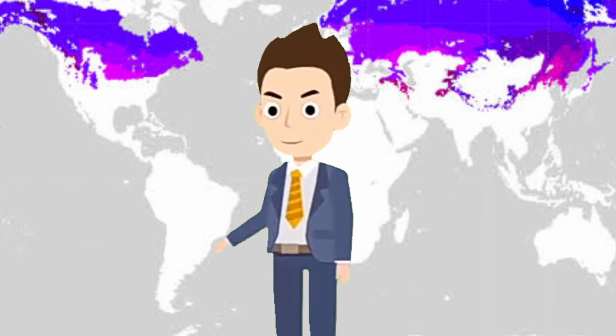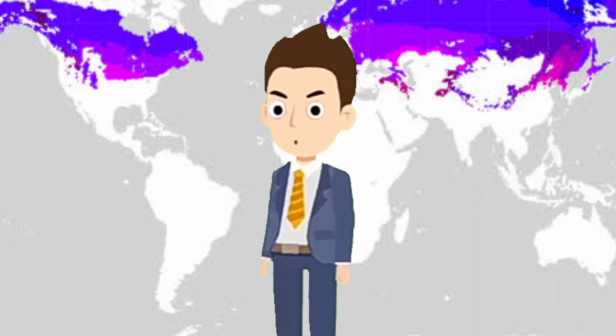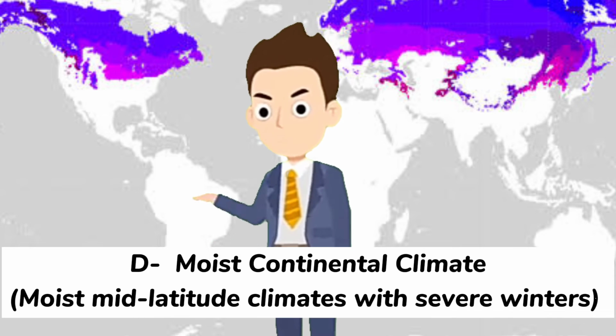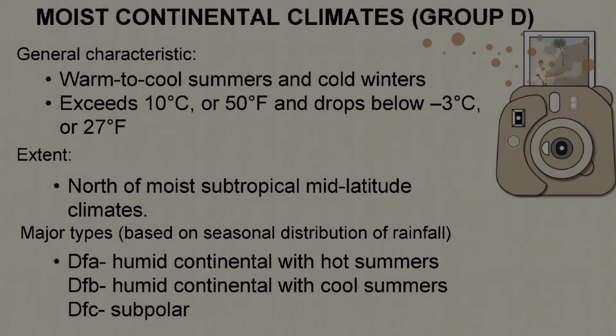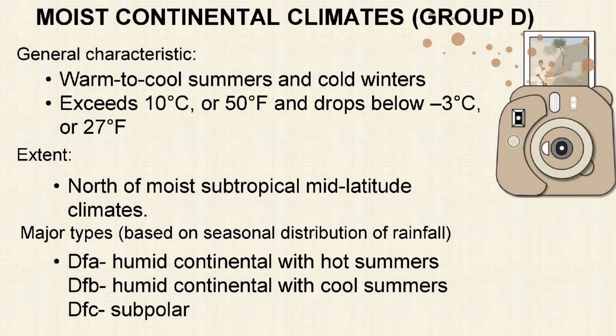Good morning, everyone. I'll be reporting on moist continental climates. It has warm to cool summers and cold winters, with an average temperature of the warmest month exceeding 10 degrees Celsius or 50 Fahrenheit, and the coldest month average dropping below negative 3 degrees Celsius or 27 Fahrenheit.